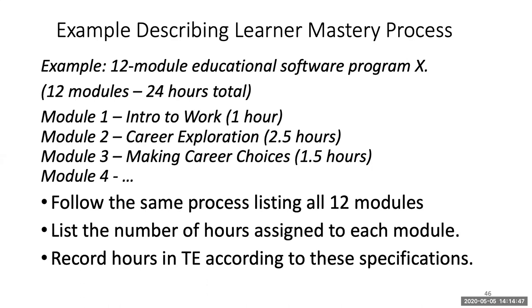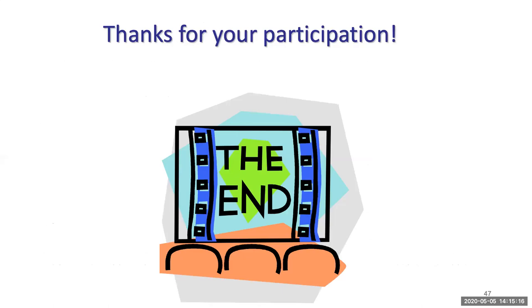Record the number of hours for each module. Maybe it's what the publisher tells you. Maybe it's what you determine through learner mastery, whatever, but put the hours there. And then again, when students complete each module, you have that little plan that you already put in place. So whenever the student finishes the corresponding module, you simply record that amount of time for the student, depending on which module they complete. And that's it.